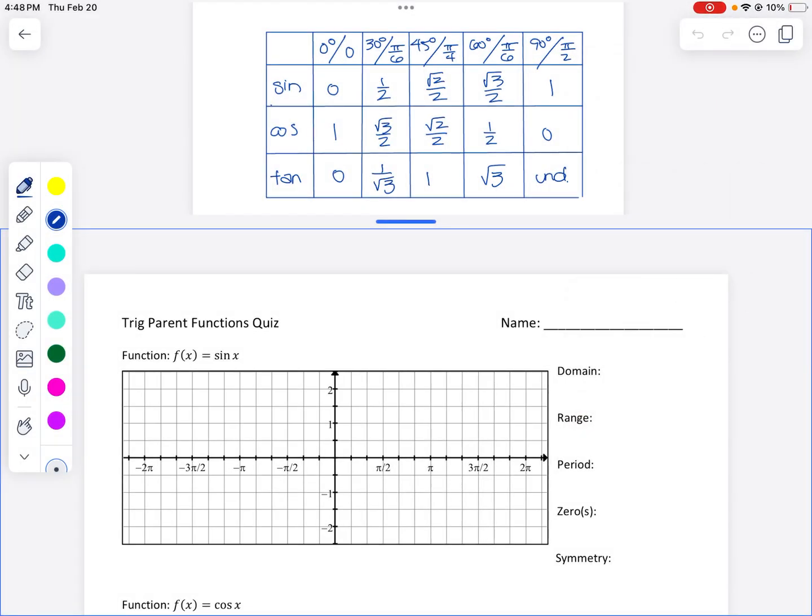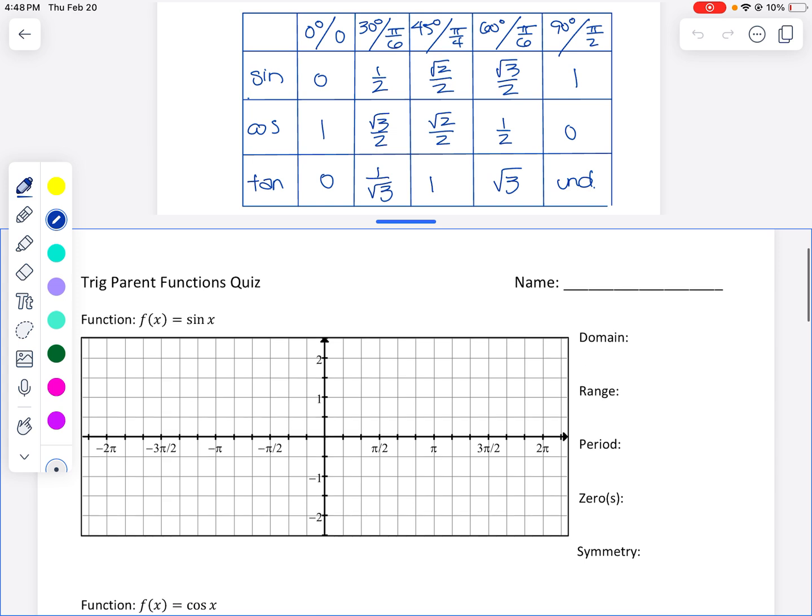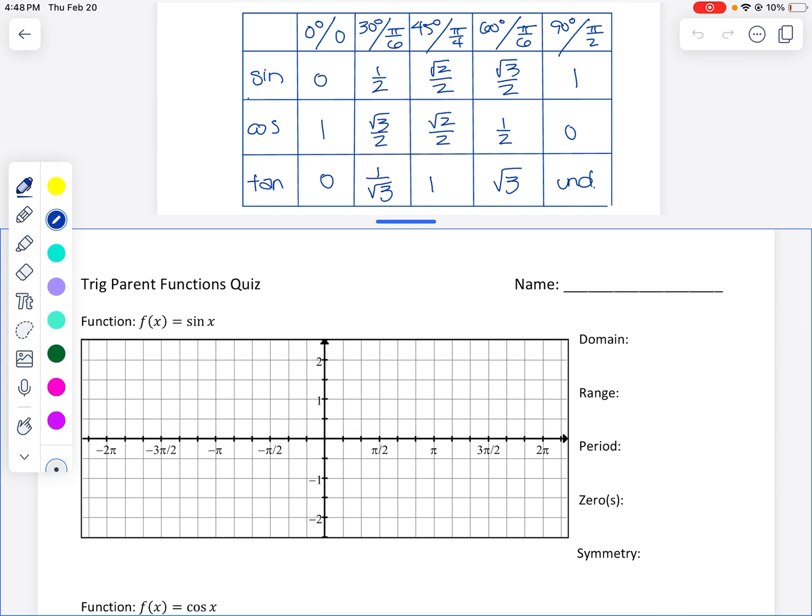Okay, so just a little refresher on what we're supposed to be doing with our parent functions. In 7.1 and 7.2, we spent a lot of time taking this chart and building out all of the points that we needed to have for those parent functions. When we're drawing the parent functions for a quiz or for a test, it's very similar to what we did in the fall, where I don't need you to be able to graph a zillion points in order for you to graph a complete parent function.